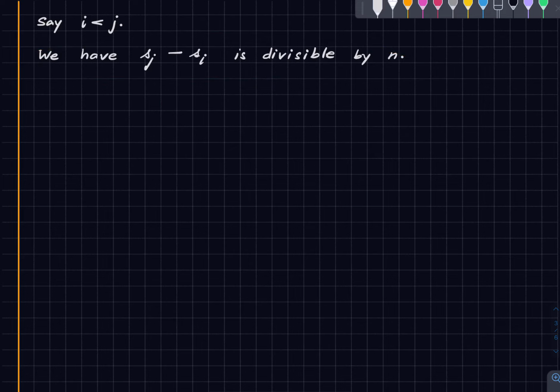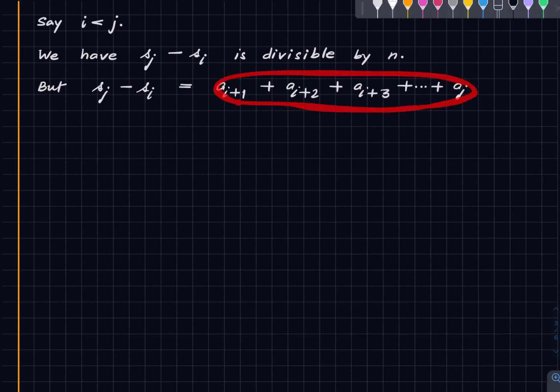And now what is Sj minus Si? This is nothing but a(i+1) plus a(i+2) plus dot dot dot aj. And this is of course a sum of a consecutive subsequence. So we have found a consecutive subsequence, meaning a(i+1), a(i+2), a(i+3) up to aj, such that the corresponding sum is divisible by n, and that finishes the proof.